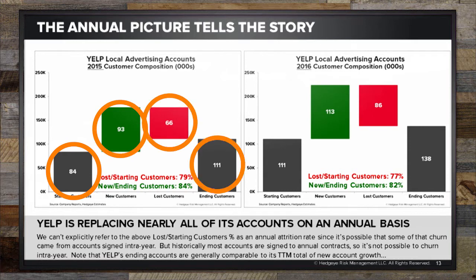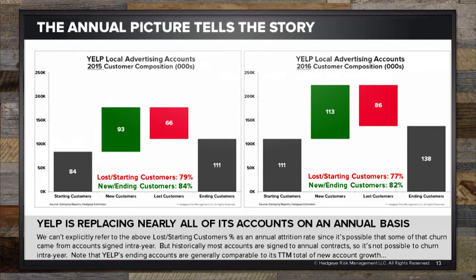ended with 111. Now, if you compare those lost customers to what they started with, we can't explicitly call that an annual attrition rate, because it is possible that some of those lost accounts came from accounts that were signed intra-year. But given that most of the accounts they sign are on annual terms, most of that churn can't happen from accounts that they signed intra-year. So we can't explicitly call it an attrition rate, but for all intents and purposes, that's what it is.